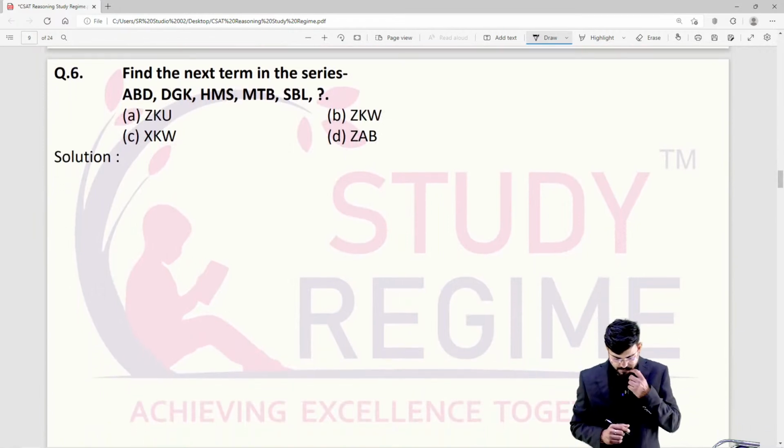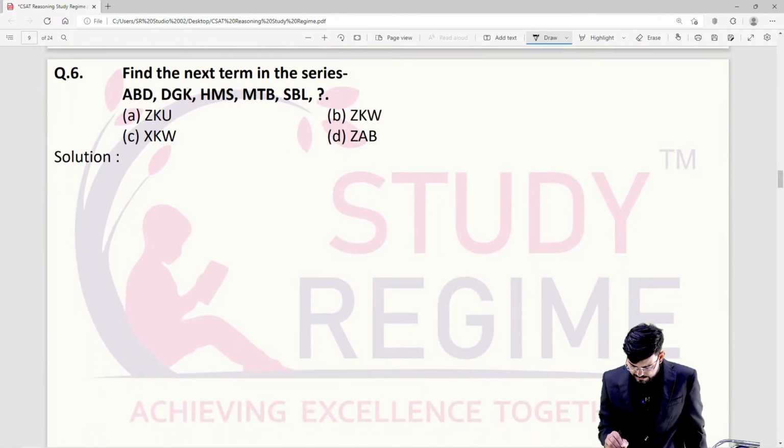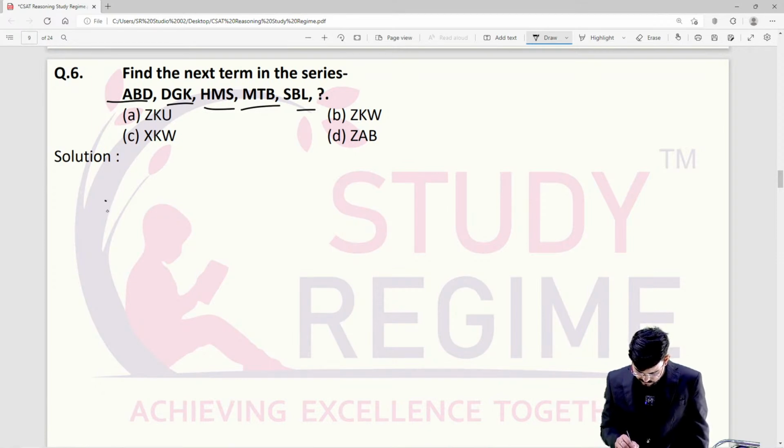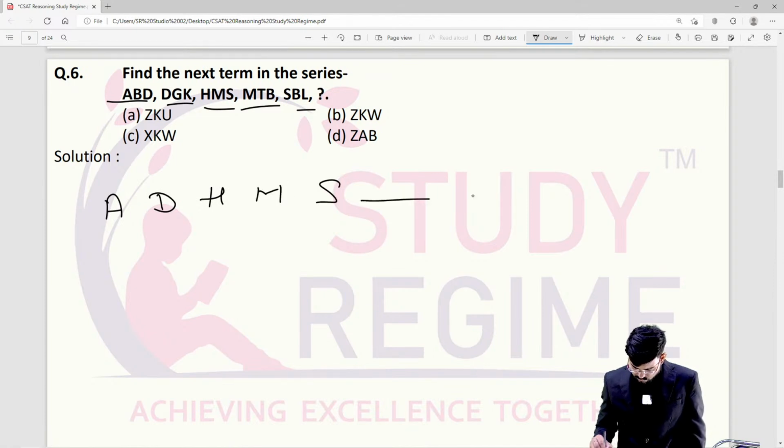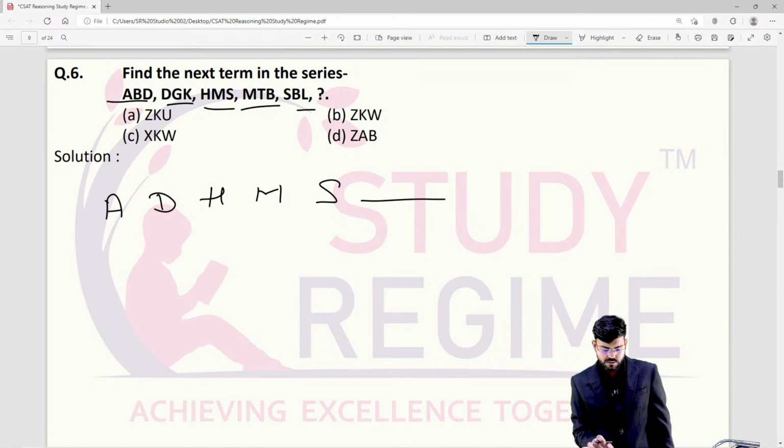Now, you have to find the next term in the series. Here it is already a group of 3. Now I have to find the term similar like this. I will write it like this: A, D, H, M, S and what? This is the word which I want.